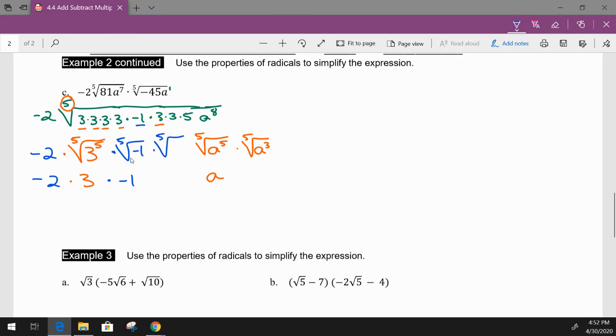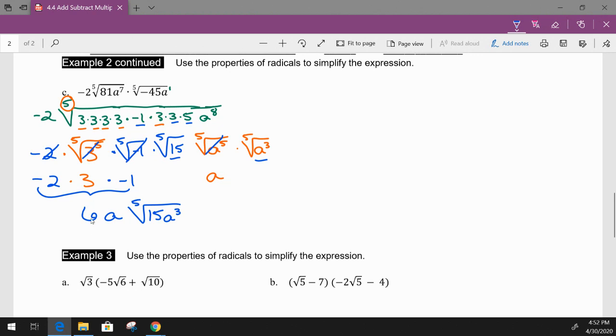Now I'm going to put together what's left. So the 3 and 5 would be 15 underneath the radical. Okay, so the -2, the 3, and the -1, if I multiply those together now, would be a positive 6. The a that I got from taking the fifth root of a to the fifth would go next to the 6. And so I'm done with this. So I've got the 15 and a to the third that are not perfect fifth powers, so they have to stay inside the radical.